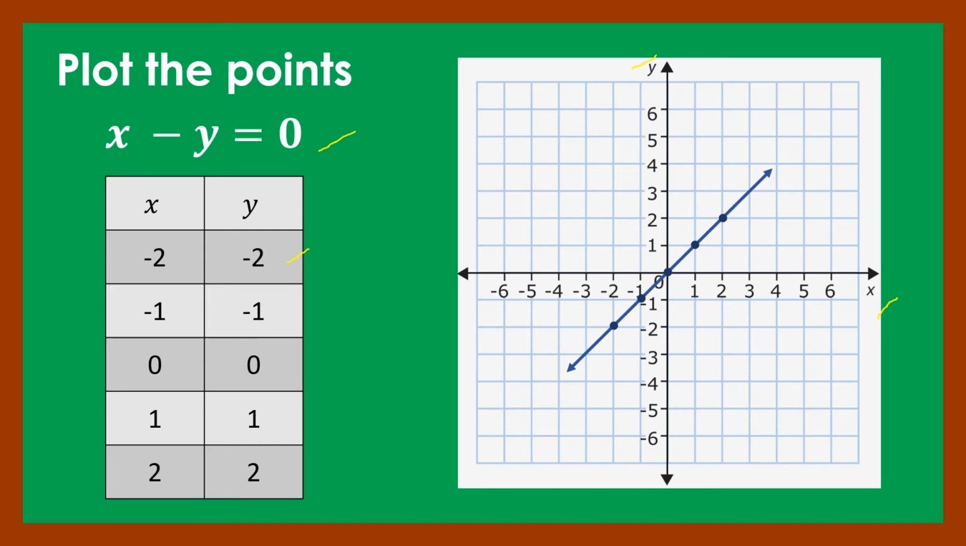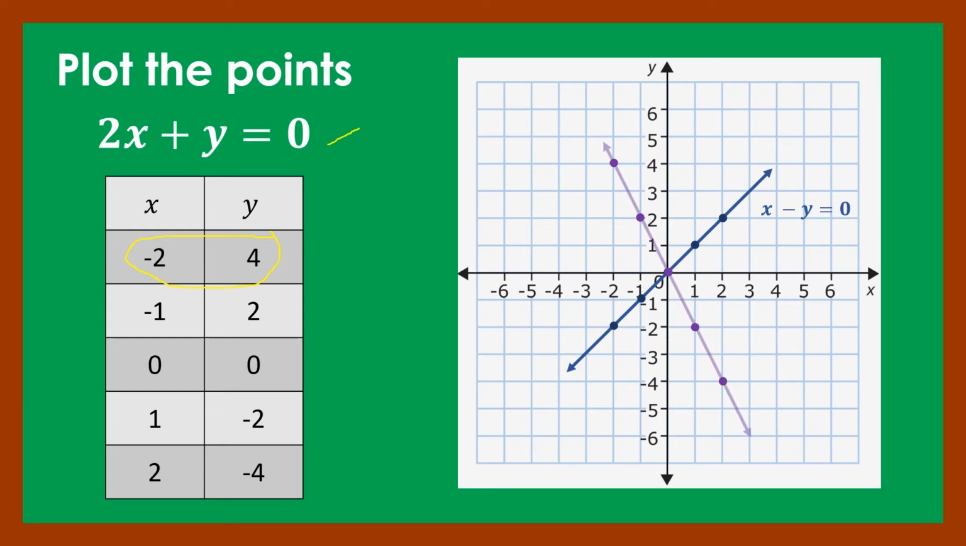After plotting yung first line natin or first equation natin, we're going to proceed now in plotting the second equation. So, again, the second equation is 2x plus y is equal to 0. So, yung first point natin would be negative 2, 4. Pa-plot natin si negative 2, 4. Next would be negative 1, 2, 0, 0, 1, negative 2, and 2, negative 4. Then, i-connect lang natin yung points to form a straight line. So, this would be the graph of 2x plus y is equal to 0.